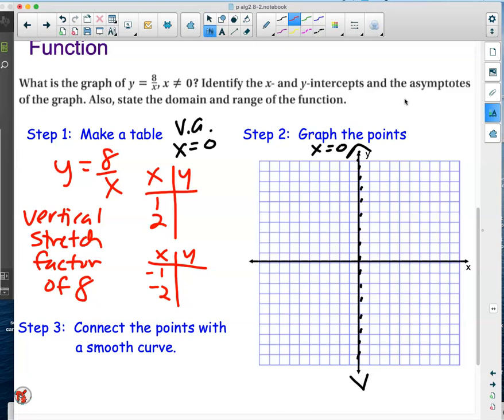Now let's put some points in. Well, all I have to do is take 8 and divide it by my numbers. 8 divided by 1 is 8. 8 divided by 2 is 4. That'll give me 1 branch. 8 divided by -1 is -8, and 8 divided by -2 is -4. That'll give me the other branch. So (1, 8) and (2, 4).